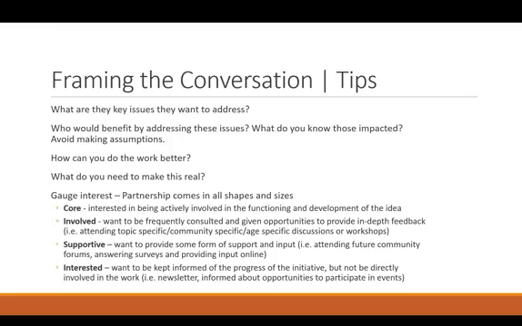You've got supportive partnerships, someone who wants to provide some sort of support or input, maybe attending something in the future or doing something that has a softer touch point like answering surveys or doing something online. And then you have interested partners. So they want to be kept informed of progress of the initiative, but are not directly involved in the work. And so likely that's your larger pot of partners.